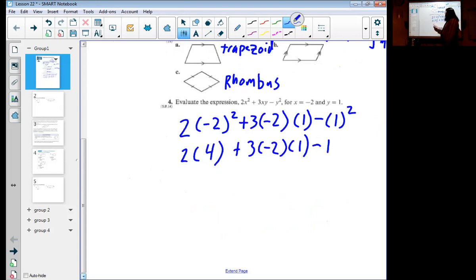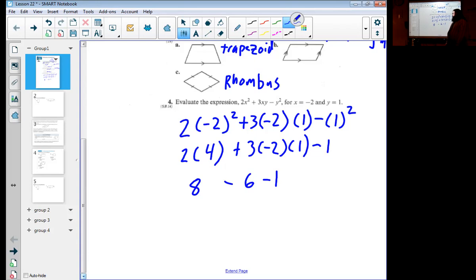2 times 4 is 8, plus, here we have a positive, a negative, and a positive. So that means we can just rewrite this as a minus, because that's what the sign is going to be. 3 times 2 is 6. 6 times 1, any number times 1 is itself. So that is 6. Now we have minus 1. So for the last step, we did multiplication and division. So now we need to do addition and subtraction.